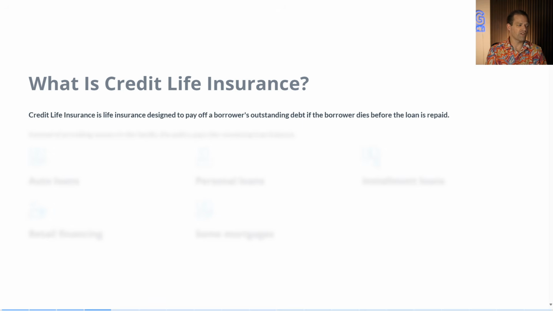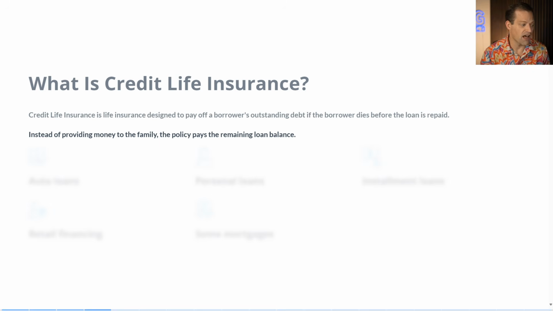So what is credit life insurance? It's designed to pay off a borrower's outstanding debt if the borrower dies before the loan is paid. So instead of providing money to the family, this is the big thing, the policy pays the remaining loan balance.